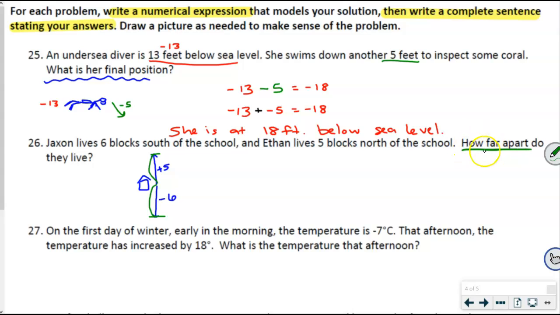How far apart? I'm asking what is the difference? What kind of a problem should this be, Riley? Subtraction. Difference means subtraction. So, how am I going to show this?